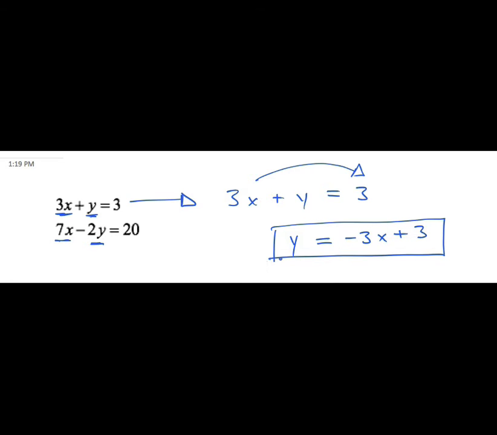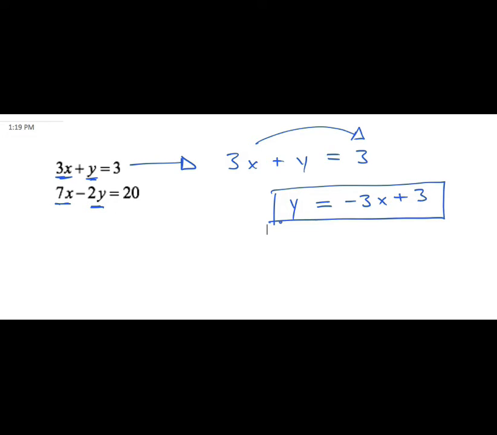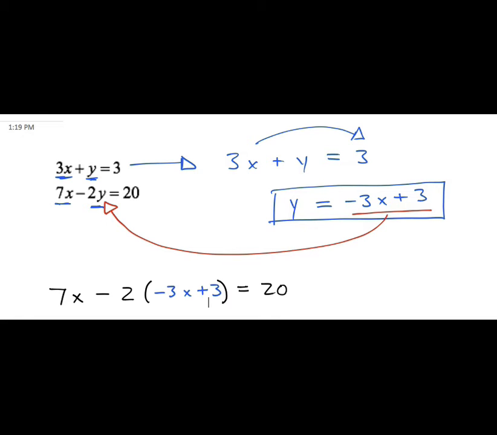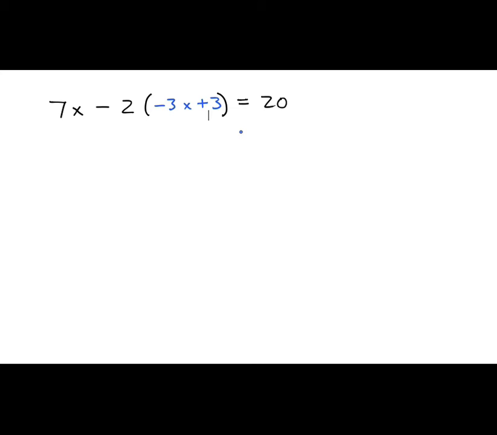So y equals negative 3x plus 3. Now I'm going to substitute what we know y equals, which is negative 3x plus 3, into the equation you didn't use. So subbing that into the second equation, I get 7x minus 2, and then the negative 3x plus 3 gets subbed in, equals 20. Expand, collect like terms, and then I'm going to solve this for x.